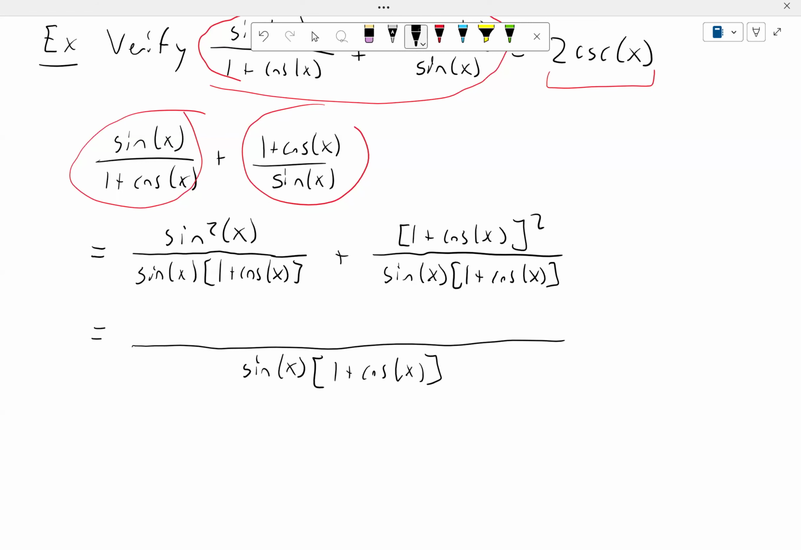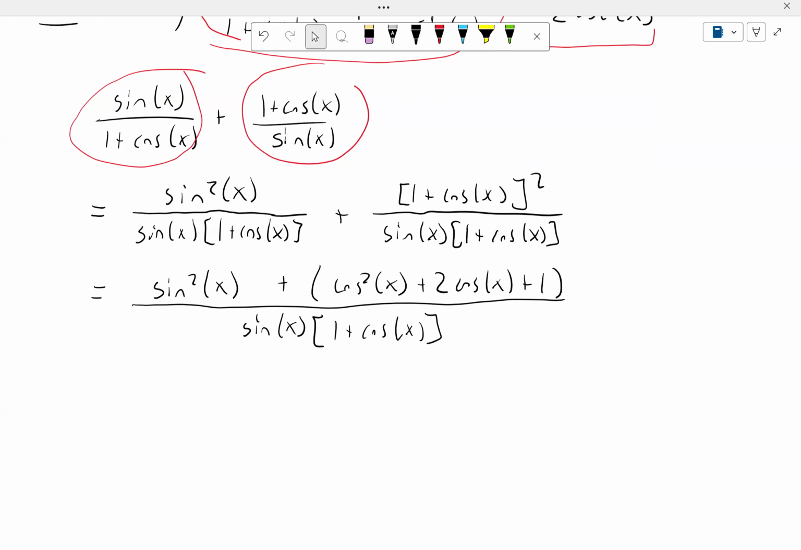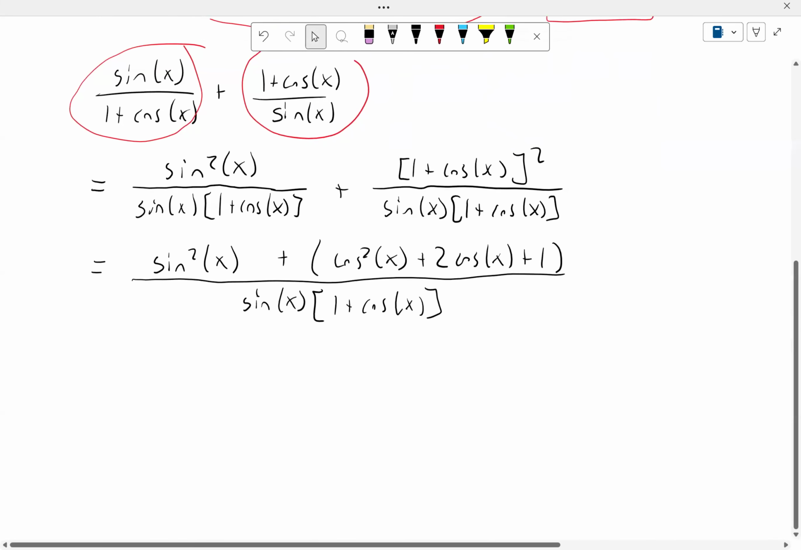So that may not always be the case. We may see an example later where it's better to go ahead and distribute it. But for right now, let's just leave it factored. So I have a sine squared of x, and then I'm adding to that 1 plus cosine of x quantity squared. So when I FOIL that out, I'm going to get a cosine squared of x plus a 2 cosine of x plus 1. Okay, so this is all algebra so far. Okay, all of this is just algebra.